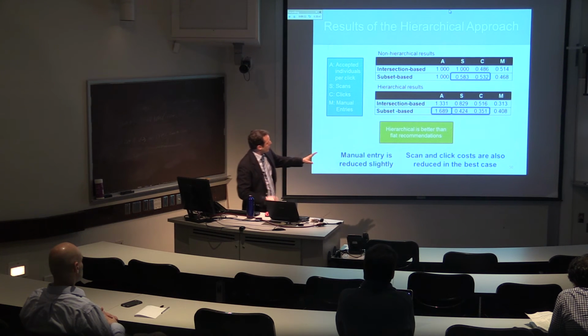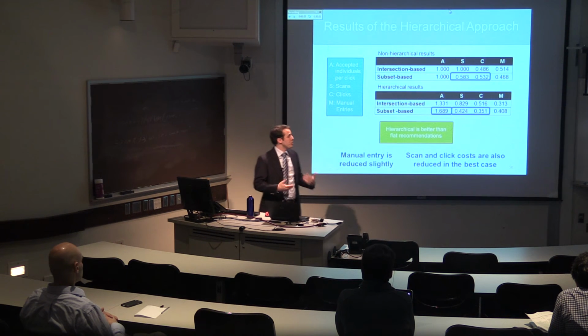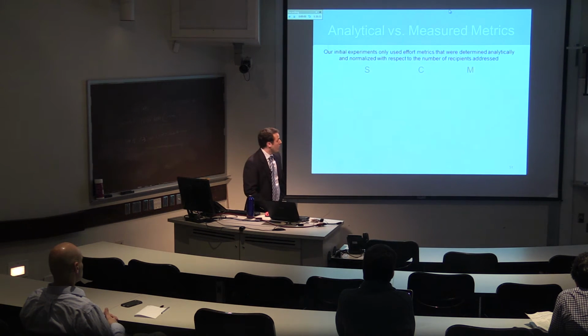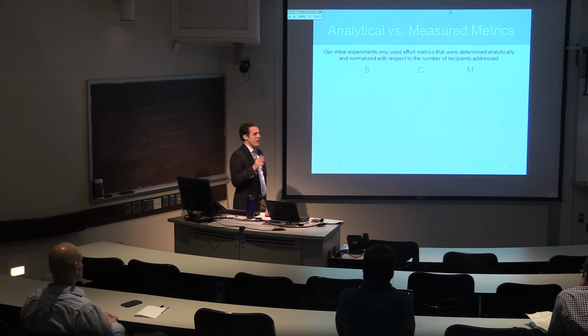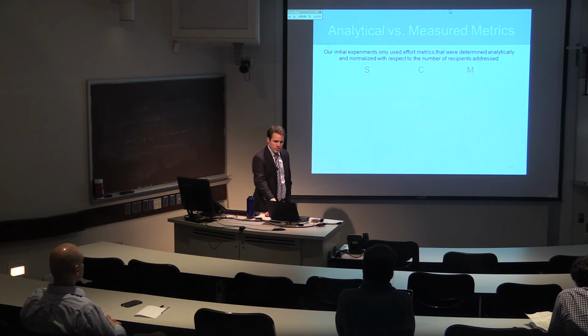And this is particularly good because we see that the A value is much higher than 1, indicating that on average users tend to accept more than one recipient with each click. Recall that our metrics are determined analytically and normalized with respect to the number of recipients addressed.